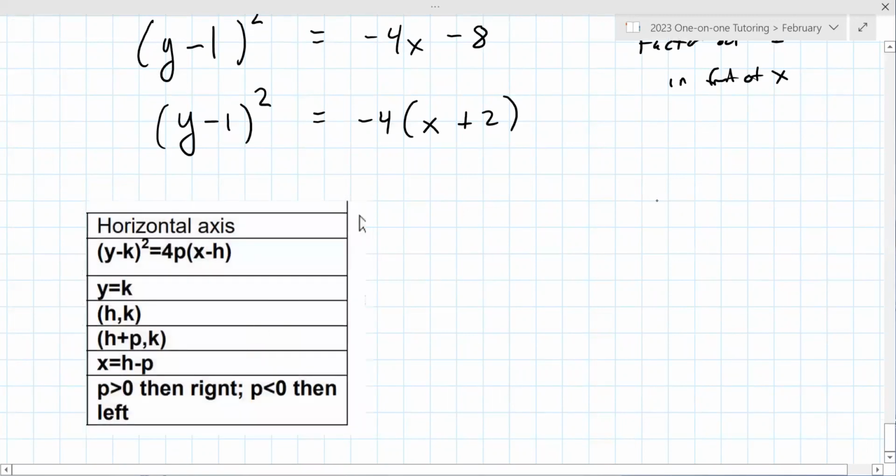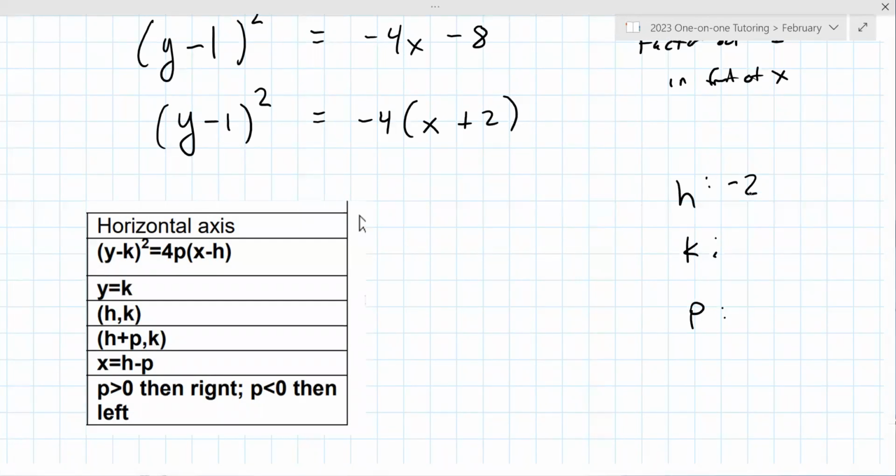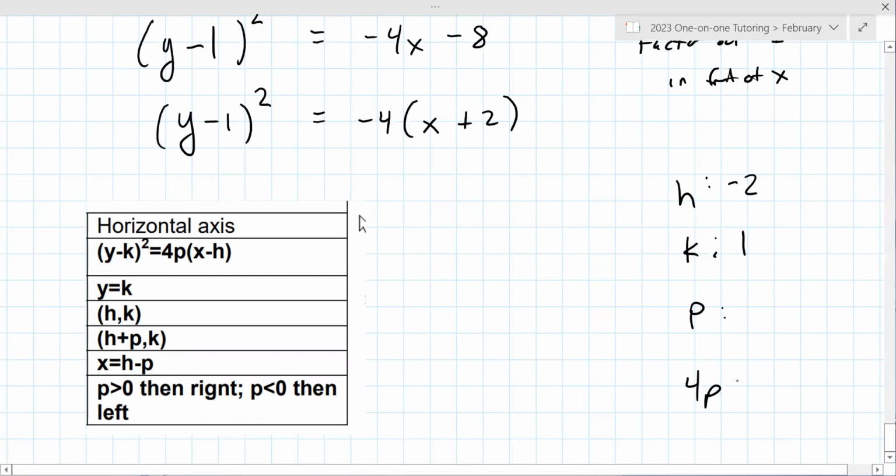You have to identify h, k, and p. H always goes with x. H is -2. K is +1. Now p is the hard one. If you set 4p equal to the number in front of x that you factored out, then p would just be -1 for this one.